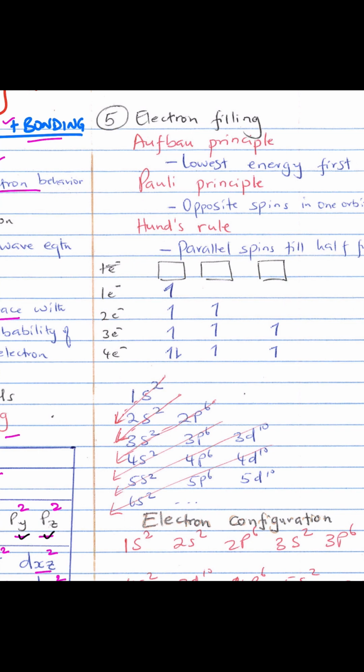Now, there are some rules that are involved when filling electrons into the orbitals. The first one is called Aufbau principle, and that says that the lowest energy fills first. So think of a house that has several floors. If you have water rising up, it will start by filling the first floor, and then next will be the second floor. So you start with the lowest energy, so the lowest level fills first.